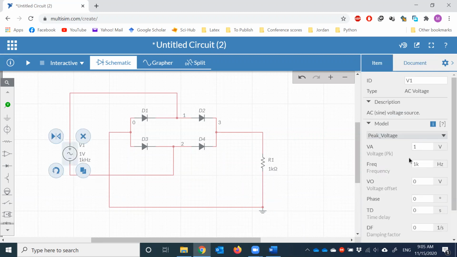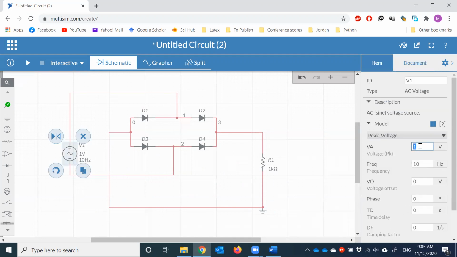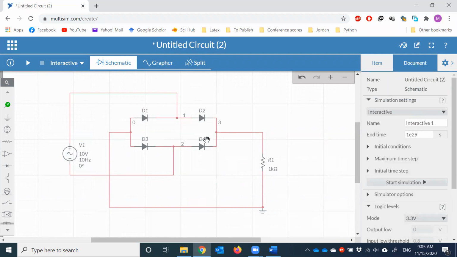So let's change the values here to 10 Hertz to have easier visualization. And yeah, for the voltage, we want to have 10. So we have the diodes. There is nothing to modify in the diodes. And let's keep the resistor at 1 kilo ohm. Now let me track my inputs.